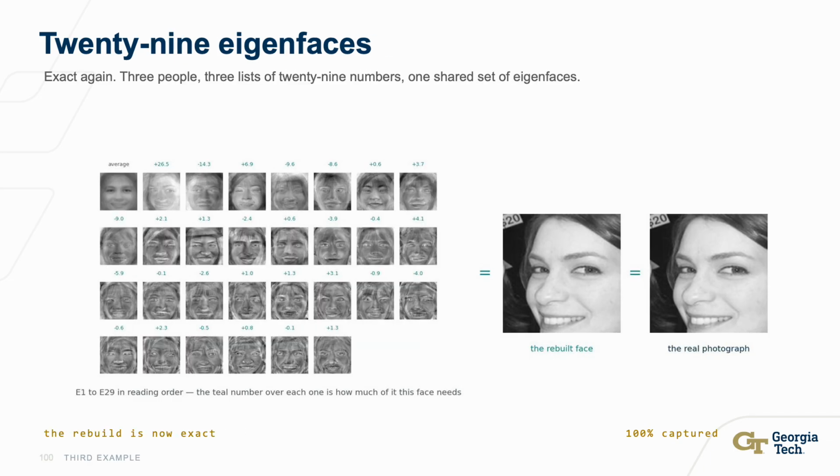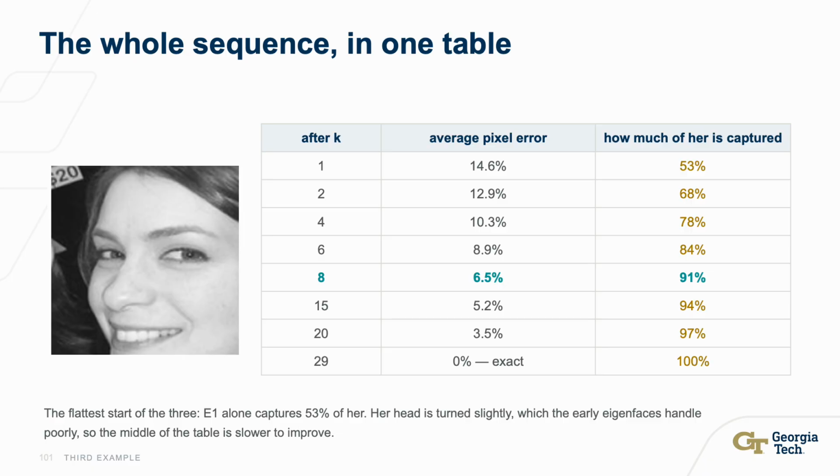So 3 people, 3 lists of 29 numbers, one shared set of eigenfaces. That sentence is the lecture. Her table is the flattest start of the 3. E1 alone captures 53% of her, and there is a reason. It is worth saying because it is the kind of thing that looks like noise until you look.